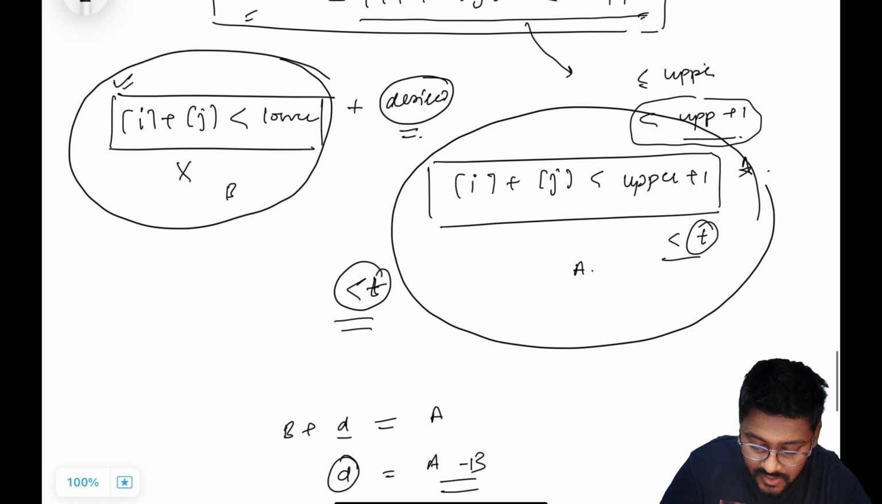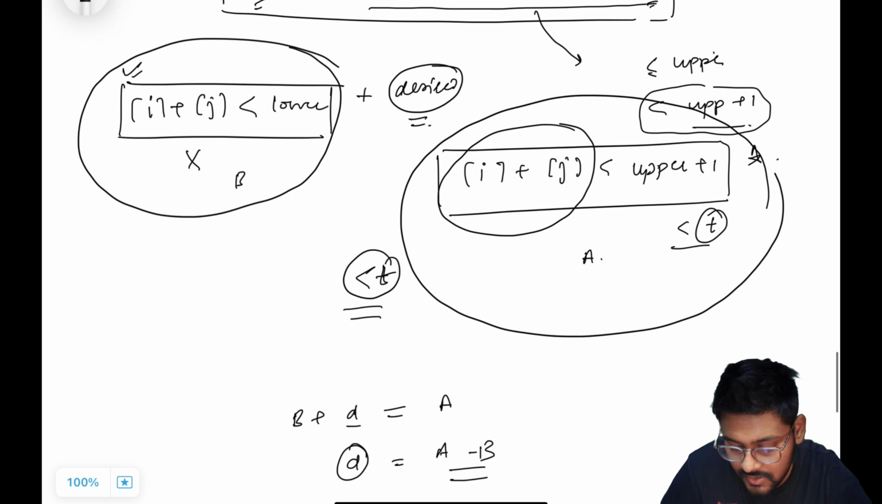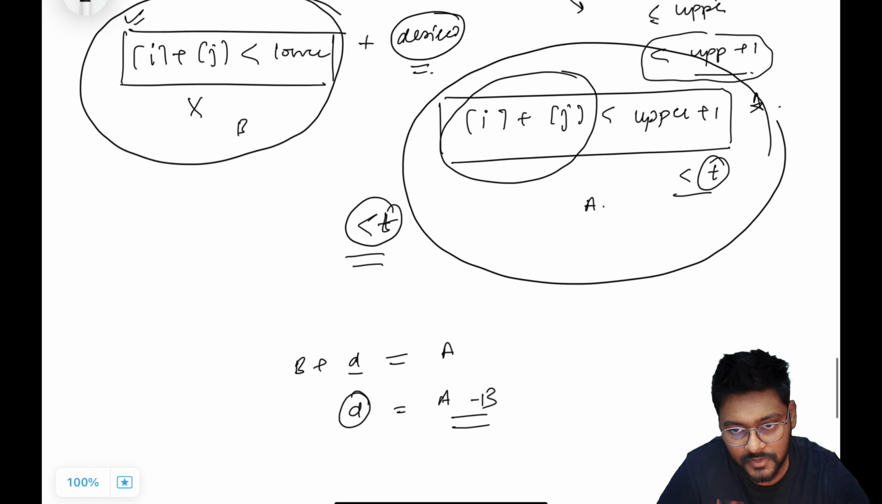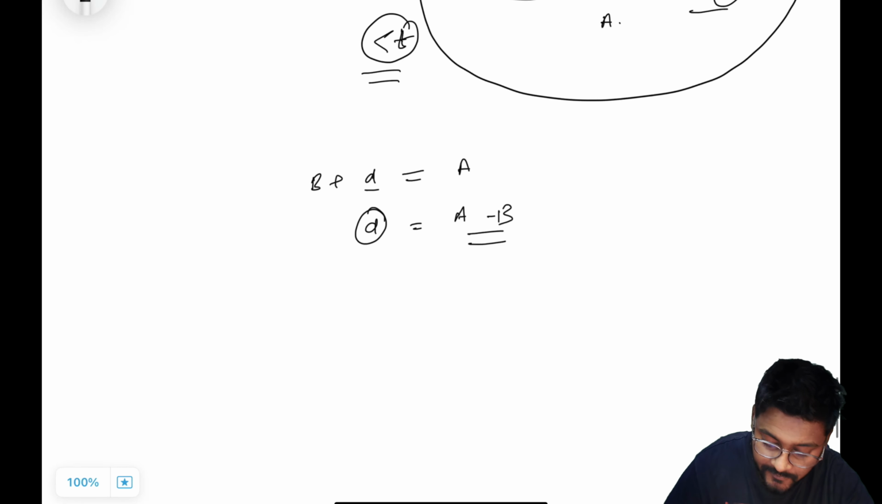A is the sum of all the pairs whose value is less than upper plus 1, and B is the sum of all the pairs whose value is less than lower. So we can utilize the same function two times and we will get our answer.